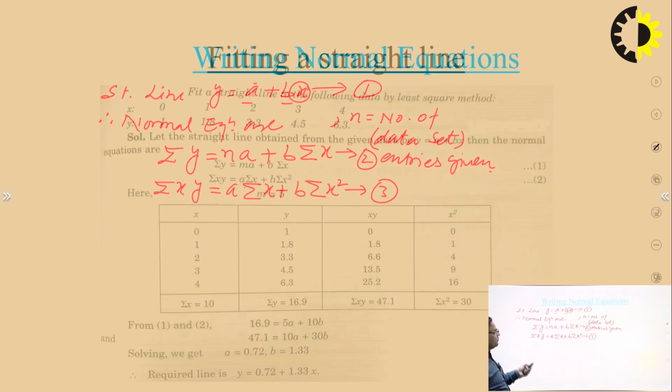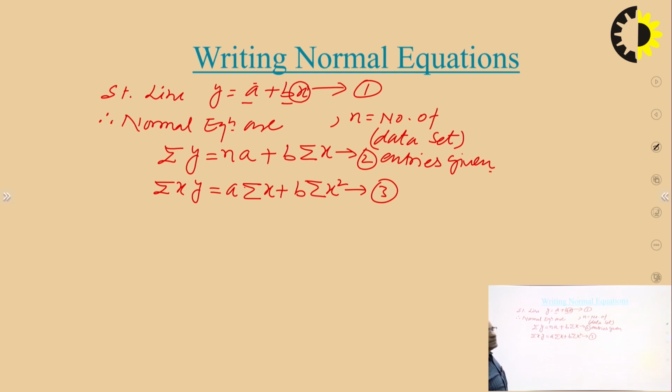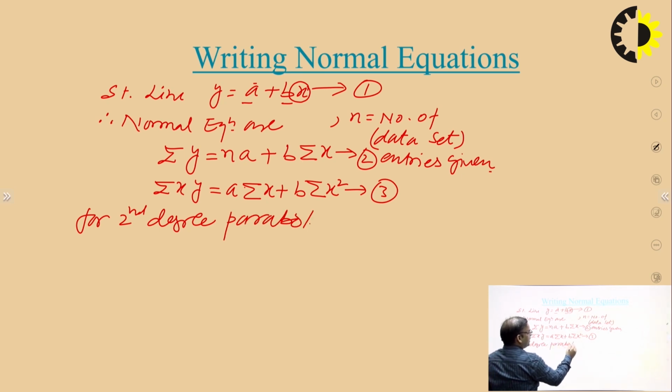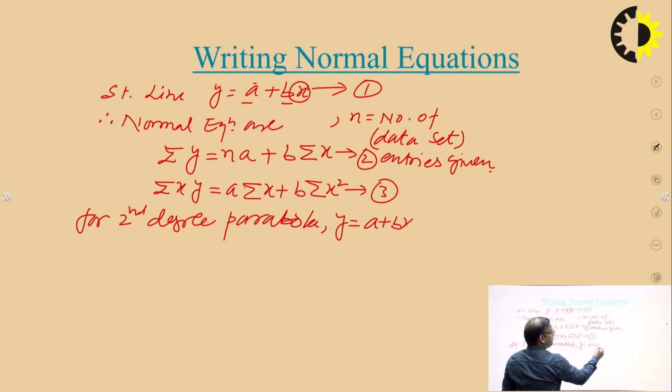And then for the curve of the second degree parabola type, we extend the procedure. The second degree parabola can be defined as y is equal to a plus bx plus c x square. This is the standard equation of the second degree parabola. So in this case we write the normal equations.